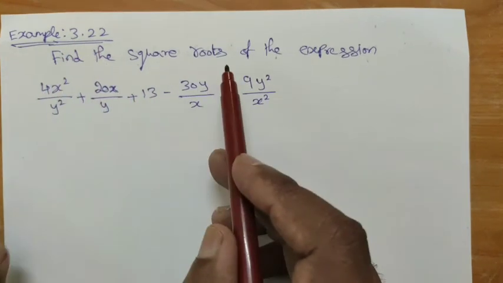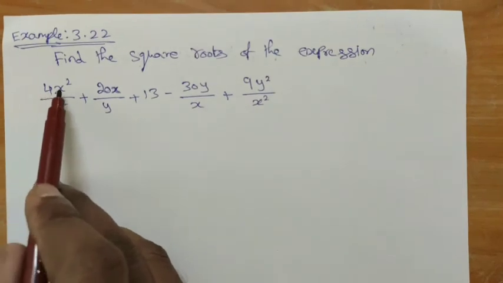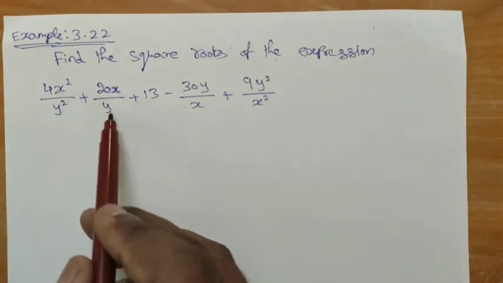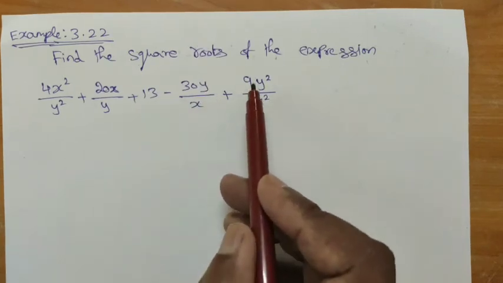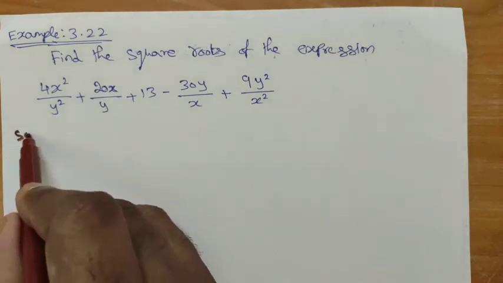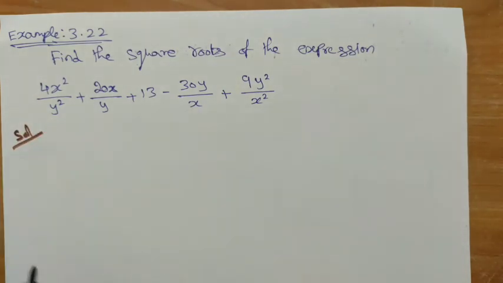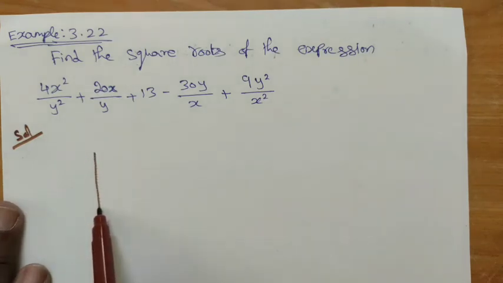Find the square root of the expression that is given as 4x² divided by y² plus 20x divided by y plus 13 minus 30y divided by x plus 9y² divided by x². So here we want to find the square root of the given polynomial. First we select the coefficients.